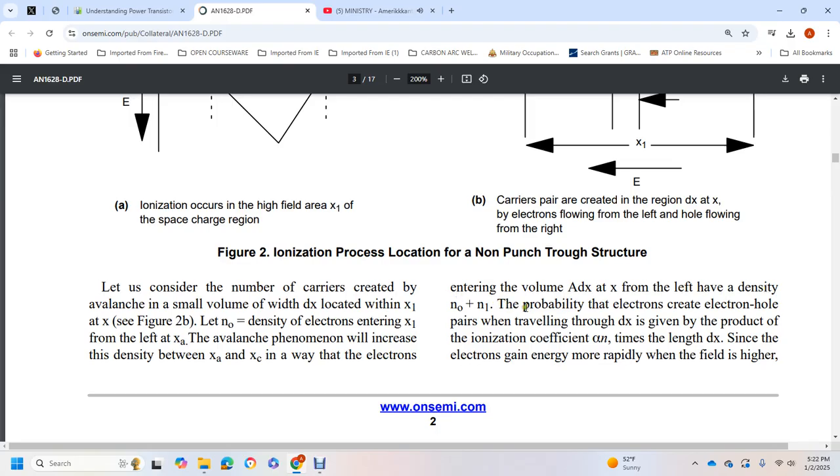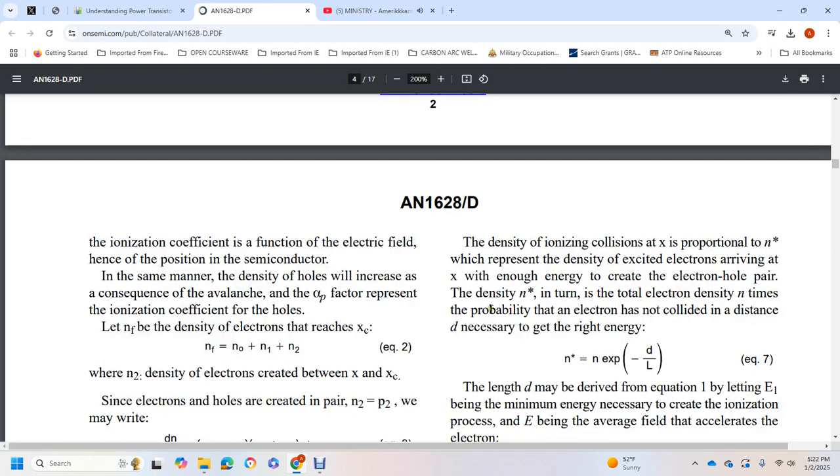The probability of an electron creating electron-hole pairs while traveling through dx is given by the product of the ionization coefficient and the length dx. If the electron gains energy more rapidly, the field is higher, and the ionization coefficient is a function of the electrical field, hence of the position in the semiconductor. The density of holes will also increase as a consequence of the avalanche. For holes, αp represents the ionization coefficient.